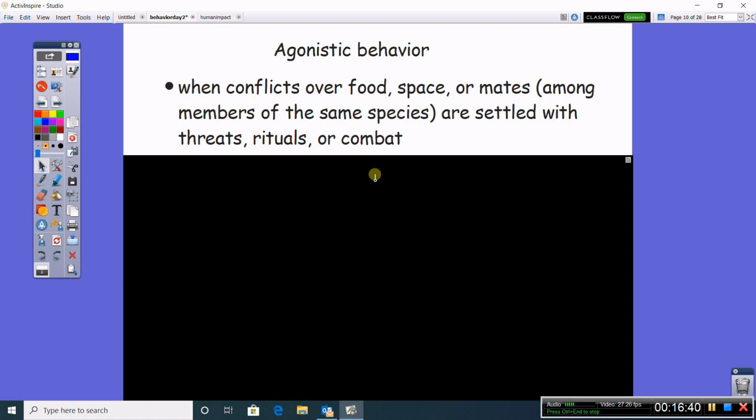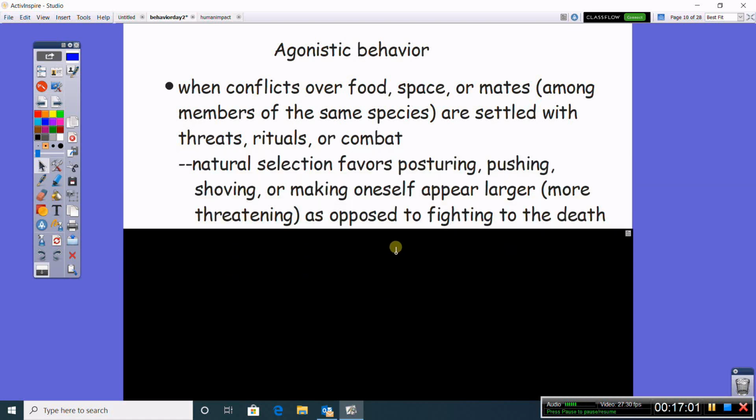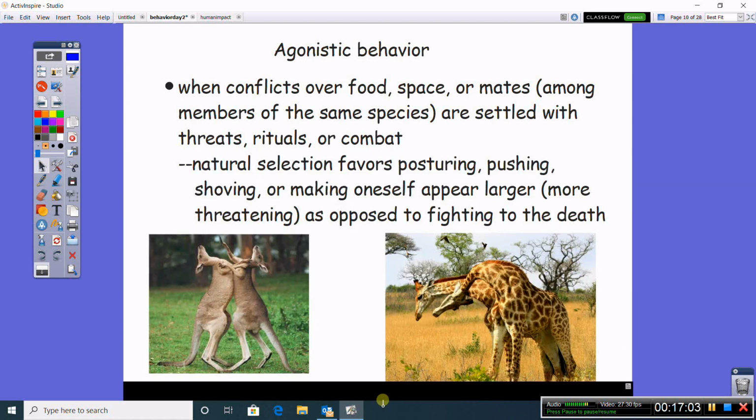Think back to when we did our biotic relationship presentations, and we talked about intraspecific competition, competition between members of the same species. A lot of times that was competition between males, whether that's fighting over territory or fighting over mates. That would fall underneath the heading of agonistic behavior. Okay, so let me show you some examples there.